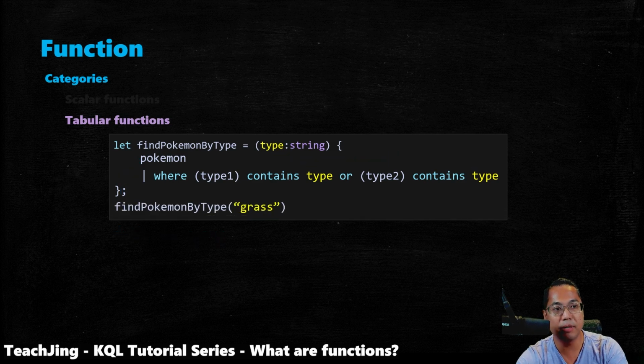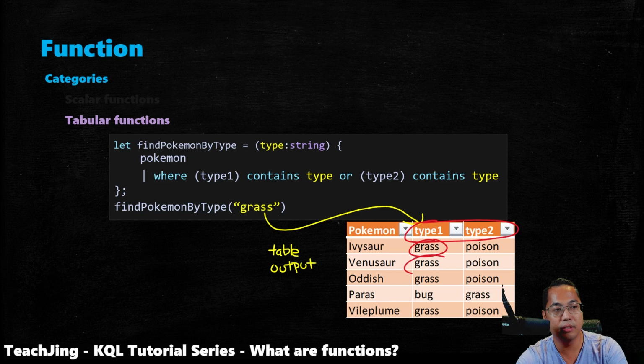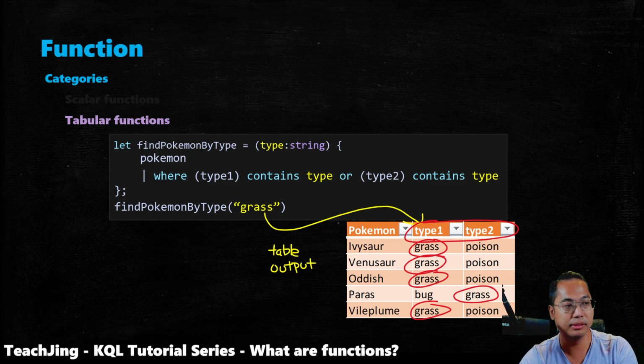So find Pokemon by grass type. And now we're going to basically pass grass, and we're looking for if type 1 column contains grass or type 2 column contains grass. And if it does, the expected result is only a table with these matching conditions. Okay? So, yeah.